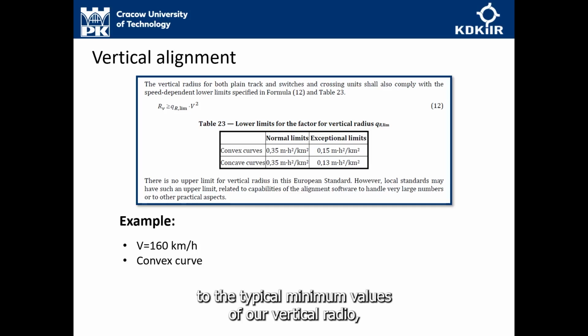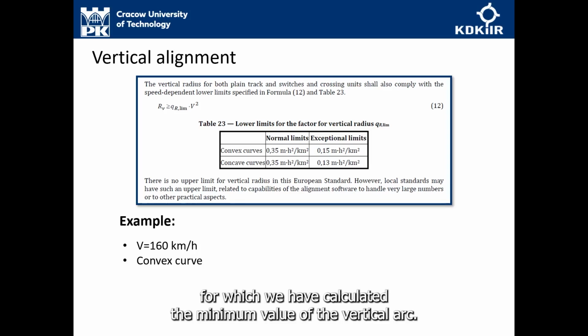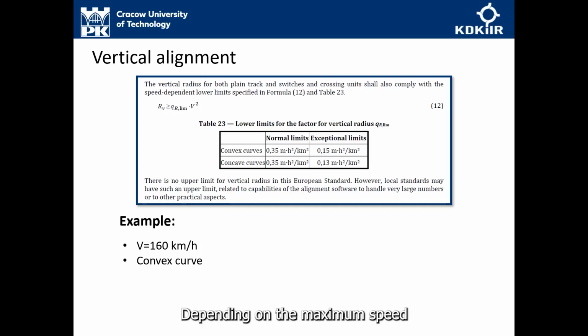In addition to the typical minimum values of our vertical curve radius, the standard defines a certain parameter RV for which we have calculated the minimum value of the vertical arc depending on the maximum speed. The RV value is determined by the 12th formula and by using the numbers from Table 23.